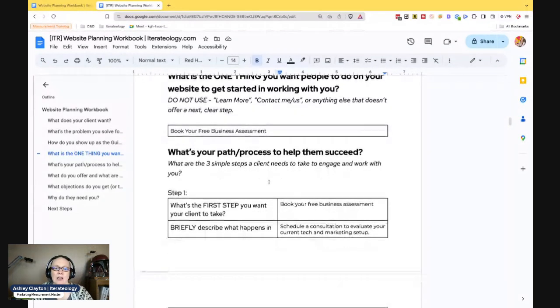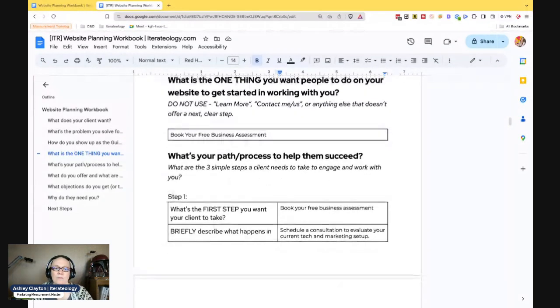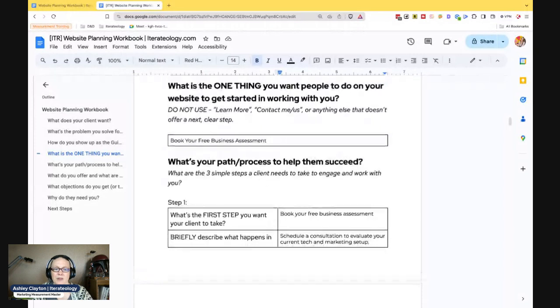So to do this, think about for your homepage especially, what is the one thing you want them to do on your website? For most of us, that is actually going to be book the sales call, discovery call, whatever you call it. Mine used to be the clarity call.